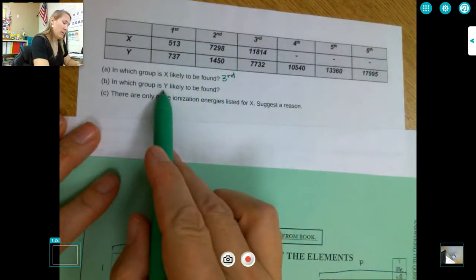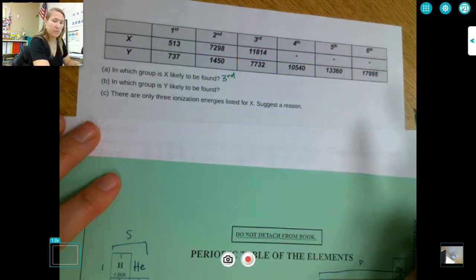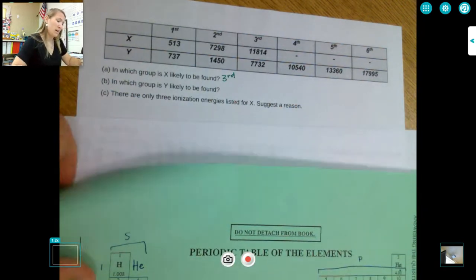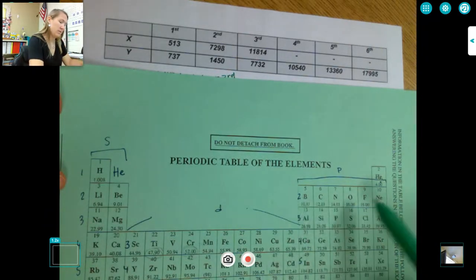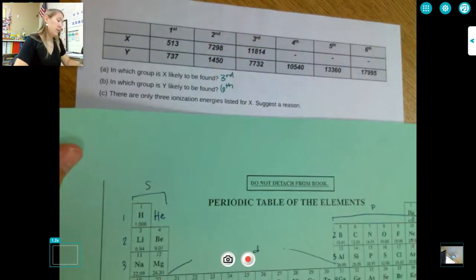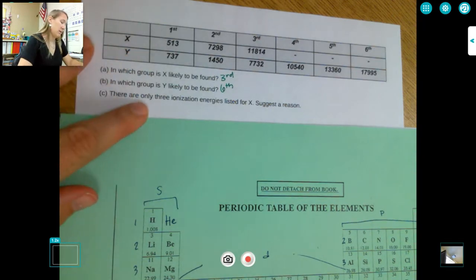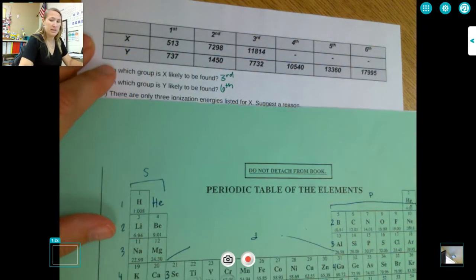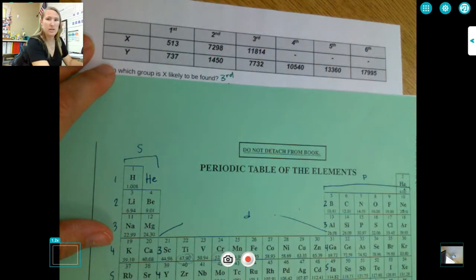Now, our element Y has 6 electrons that are able to be removed. So we can assume that it must be in the 6th group. 1, 2, 3, 4, 5, 6. So in oxygen's group here. Now, more than likely, if this was an element further down the periodic table, we would see a lot more ionization energies that would increase really, really fast.